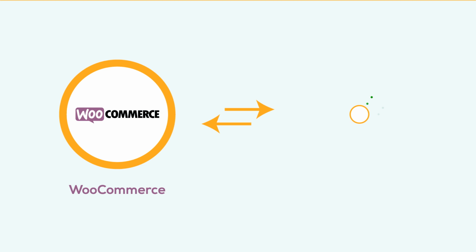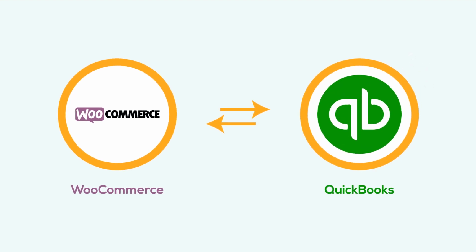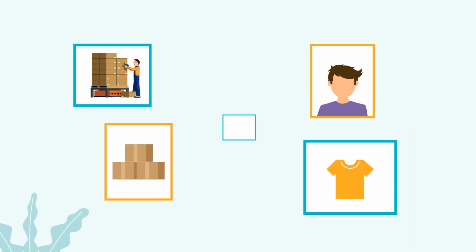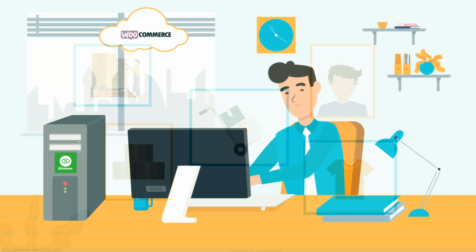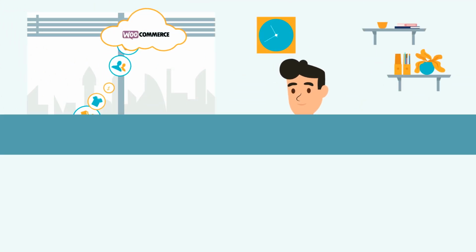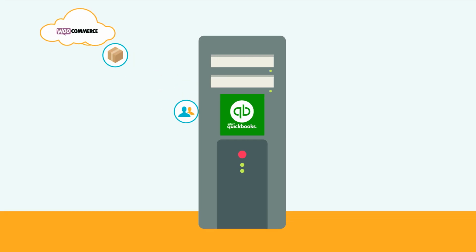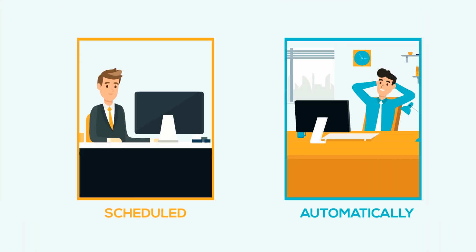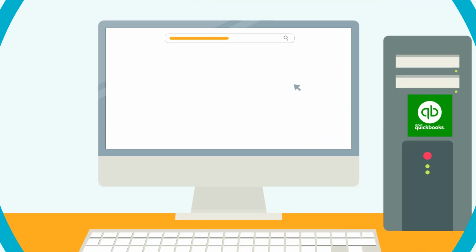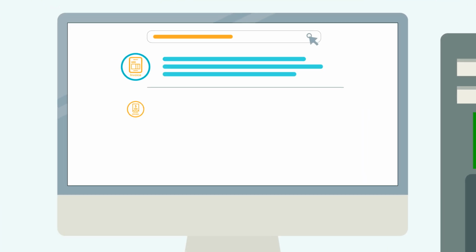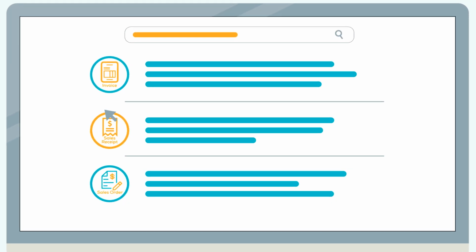Our integration automatically syncs all of your data from WooCommerce to QuickBooks, like customers, orders, products, variations, inventory, and more. As soon as you receive an order, the customer, order, and payment will be automatically queued to sync into QuickBooks, either scheduled or automatically. You'll also be able to set orders to sync over an estimate, invoice, sales receipt, or sales order. It's up to you.